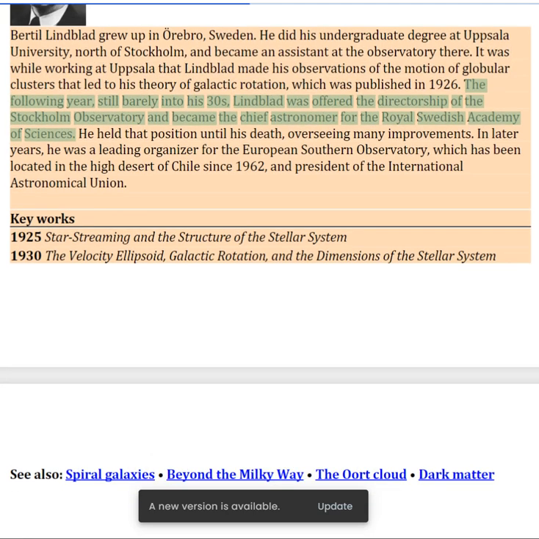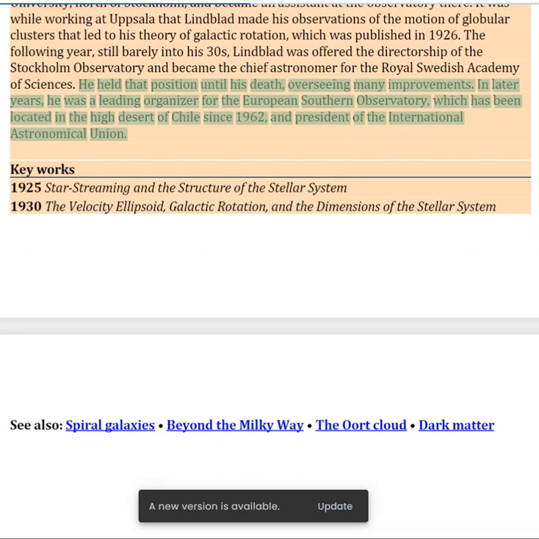The following year, still barely into his 30s, Lindblad was offered the directorship of the Stockholm Observatory and became the chief astronomer for the Royal Swedish Academy of Sciences. He held that position until his death, overseeing many improvements. In later years, he was a leading organizer for the European Southern Observatory, which has been located in the high desert of Chile since 1962, and president of the International Astronomical Union.